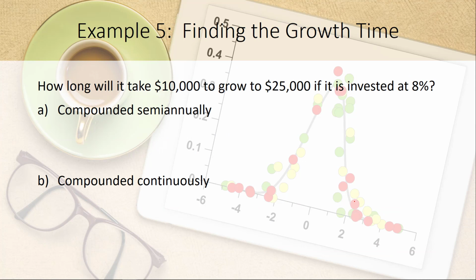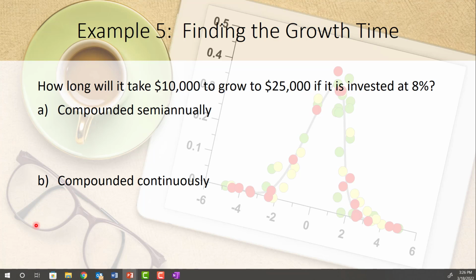Here we have $10,000. We wanted to grow to $25,000, and we have an account that pays an interest rate of 8%. And the question that we want to ask is, well, how long would it take $10,000 to grow to $25,000 if we compound that 8% semi-annually, i.e. twice a year? Well, let's go ahead and see if we can figure this out.